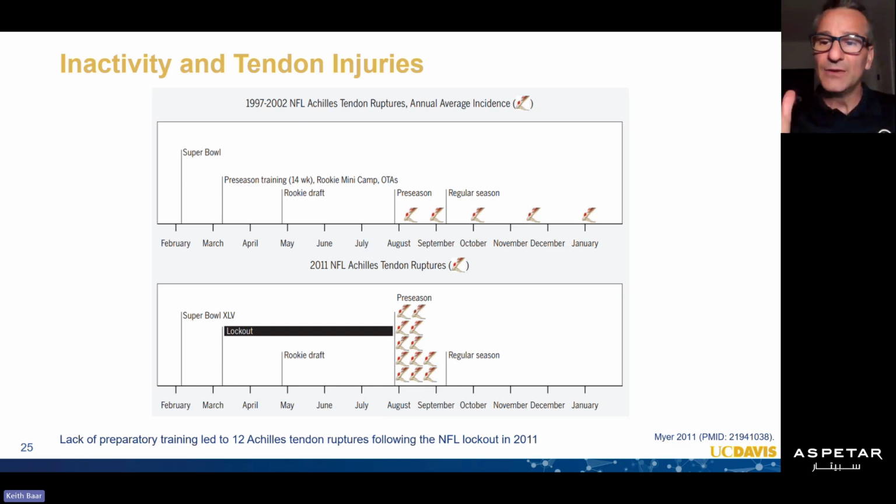Because remember, you've got less collagen, but they're all sitting around, still eating more sugar, so more crosslinks. That's a brittle tissue. Now I'm going to go load that brittle tissue. Bang, I'm going to get injured.